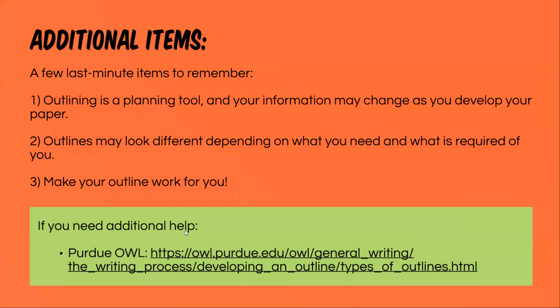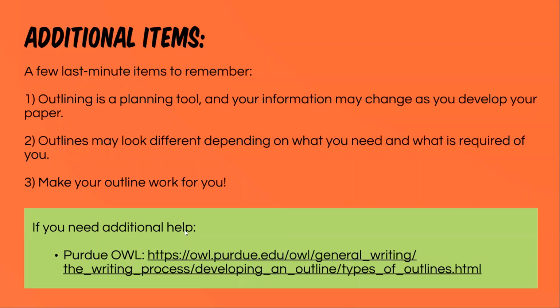A few additional tips I'm going to leave you with today. Remember that outlining is a planning tool and your information may change. You may reorganize things as you're developing, and that's okay. You're going to notice that things might flow better in a different spot, and you just need to make it work for you. Outlines are going to look different depending on what you need for different writing assignments. You may create one outline for one writing assignment that looks completely different from another outline, and that's okay. Always, again, just make your outline work for you. This is a planning tool that is meant to help you in your writing process.